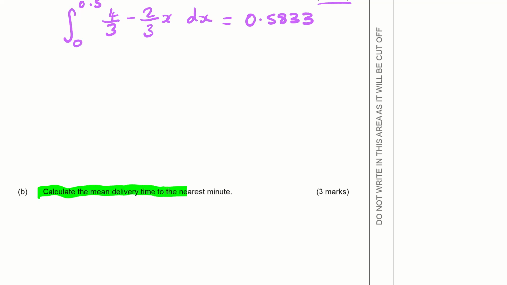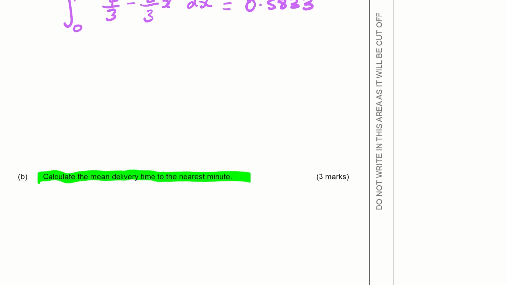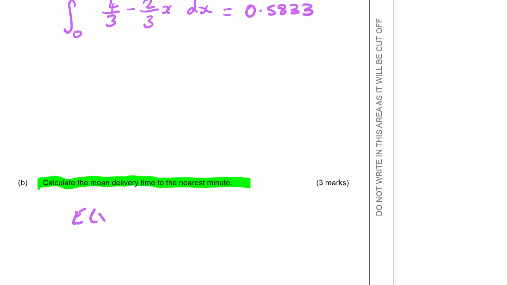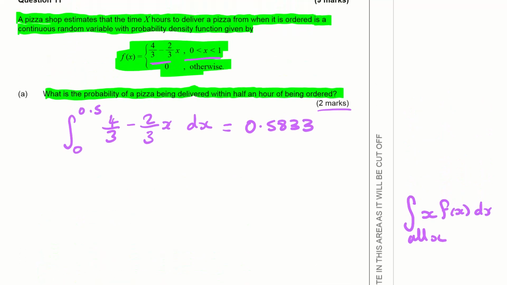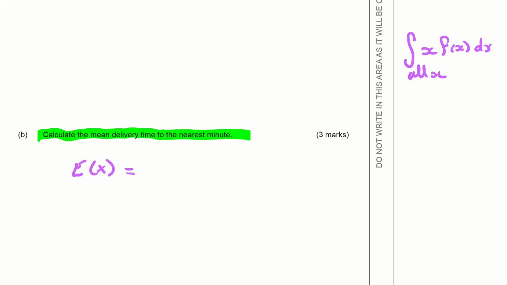Calculate the mean delivery time to the nearest minute. So what we're after there is the expectation of x, and we can always get that for a continuous by doing the integral of x f of x dx over all values of x that are relevant, and for us that means between 0 and 1. So we're going to have the integral from 0 to 1 of x, and the f of x is 4/3 minus 2/3 x dx. Once again, that's probably enough working if we just evaluate on the calculator.